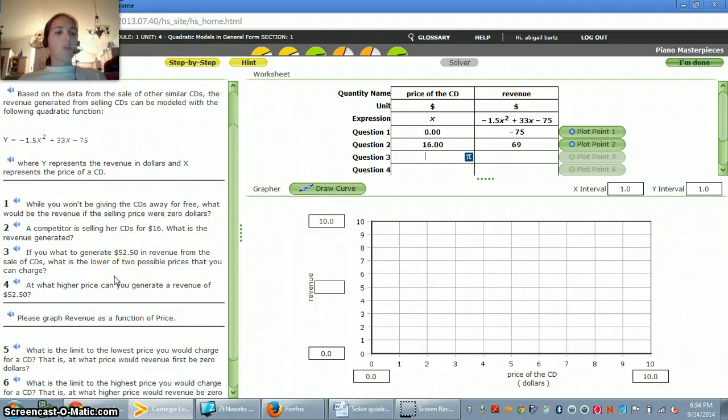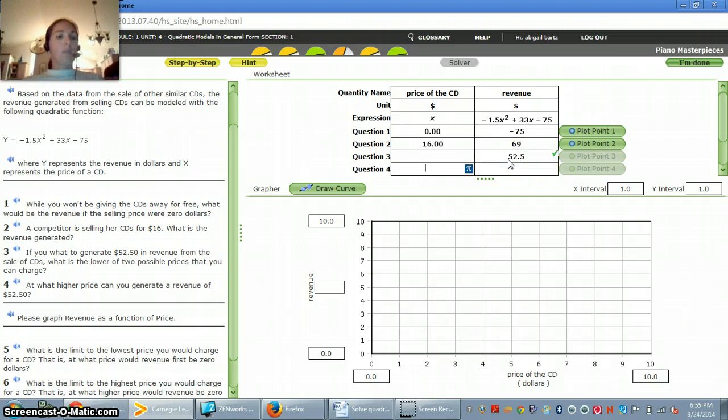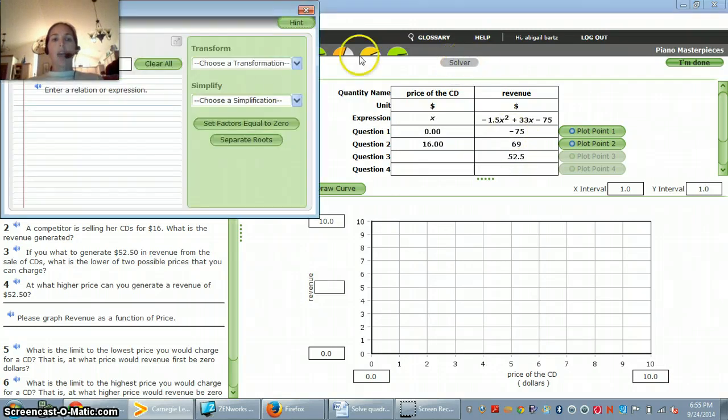And question 3, if you want to generate $52.50 in revenue, so that's this side, $52.50 in revenue from the sales, what is the lower of the possible two prices? And we know there are going to be two prices because it is a quadratic function. So this kind of helps us review what we learned in Algebra 1. So I'm going to suggest that you click the solver.